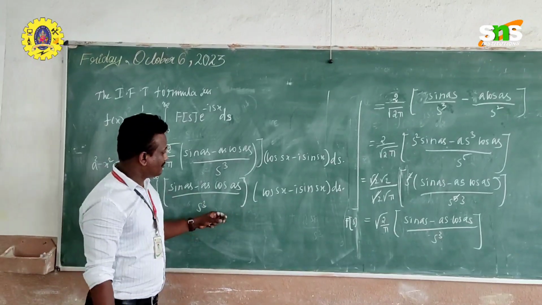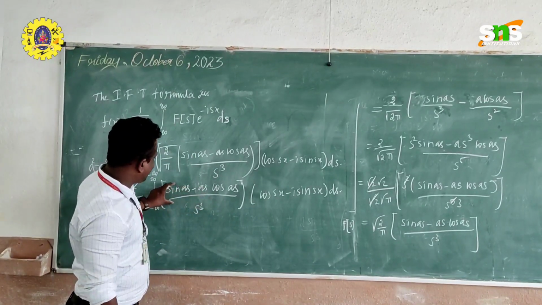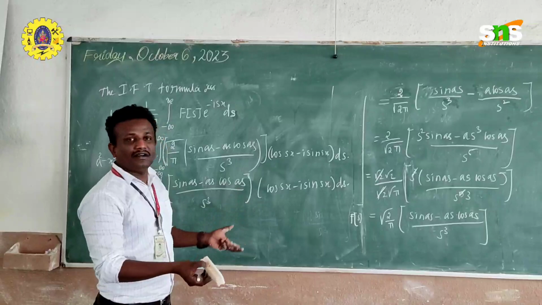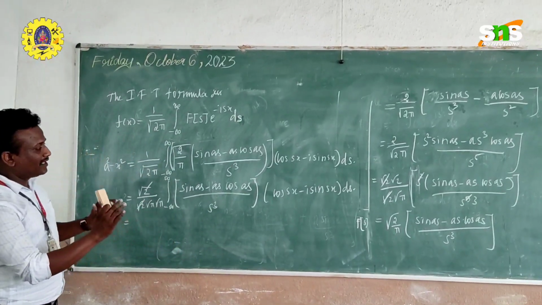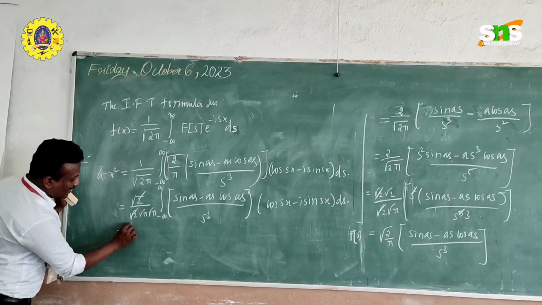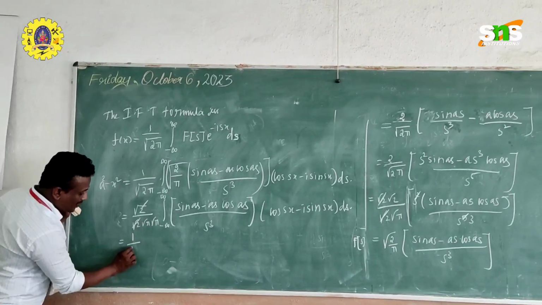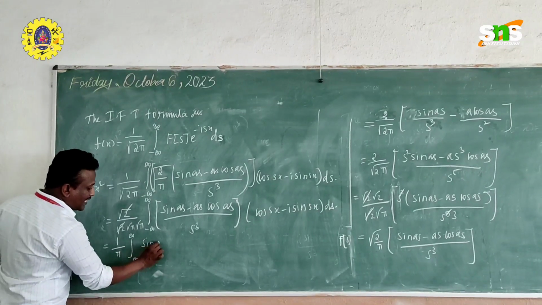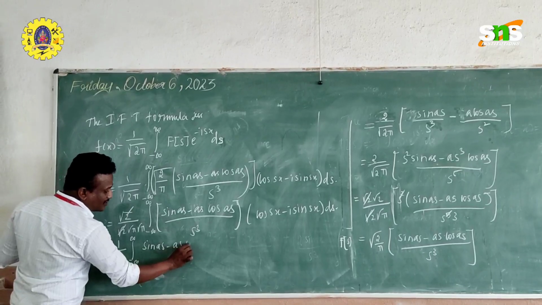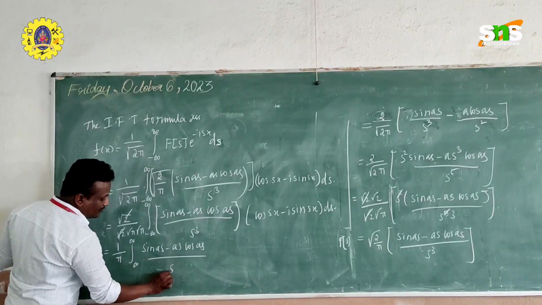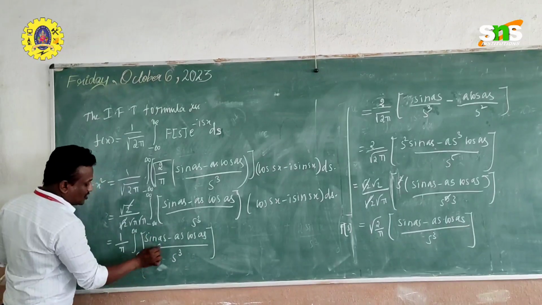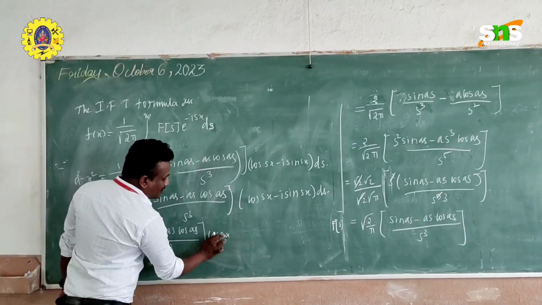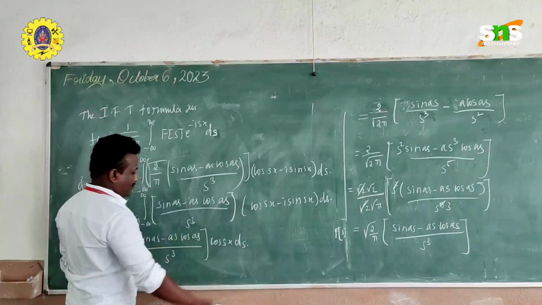As we have seen in our previous part, when we take multiplication with cos sx plus i sin sx, the term i sin sx will be 0. So it is enough to write only the term with cos sx. So I am going to write 1 divided by pi, root pi into root pi is pi, then integral from minus infinity to plus infinity of (sin s minus s cos s), the whole divided by s cube. Now when you take multiplication with cos sx, only cos sx into ds.